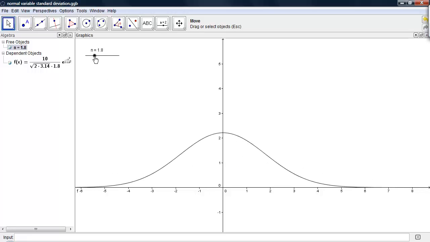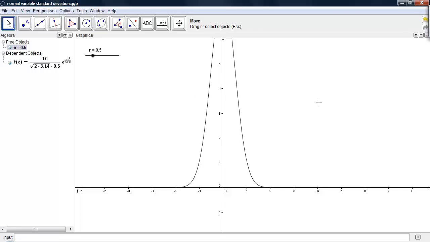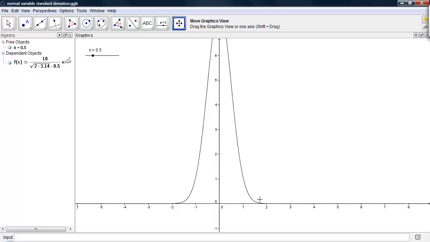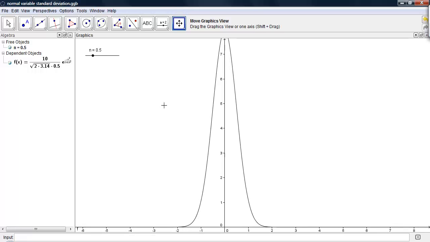Whereas if you take a smaller standard deviation, you get a curve that has a very tall spike and very, very thin tails here, because now all the data is being bunched up around the mean. And this is how the standard deviation can affect the shape of a curve, specifically the normal density.